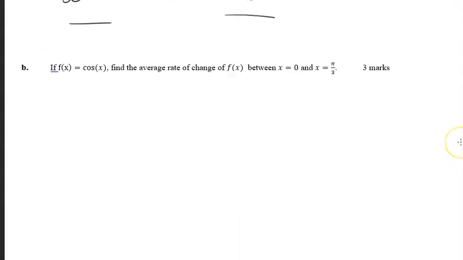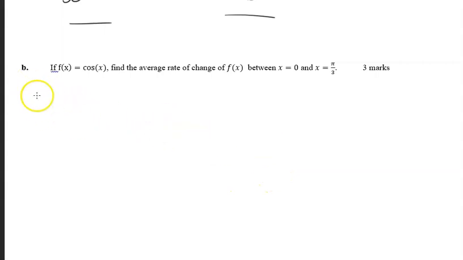For question B, if f of x is equal to cos of x, find the average rate of change of f of x between x is equal to 0 and x is equal to pi on 3. Now this one wasn't obvious about how to approach, but most of the part of the formula that you need to use has been given to you. You just have to, again, rely on that table to work out the other two values.